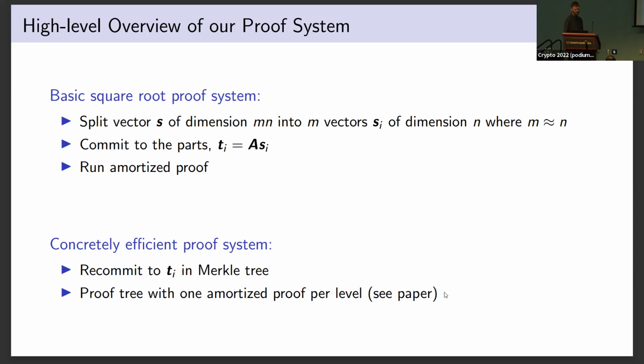And so we have a second part in the paper where we concretely reduce the proof size by not directly sending these TIs, but by committing to them in a Merkle tree. And then we can use these amortized proofs and prove the Merkle tree level by level in some inductive way. And I'm not going into details.